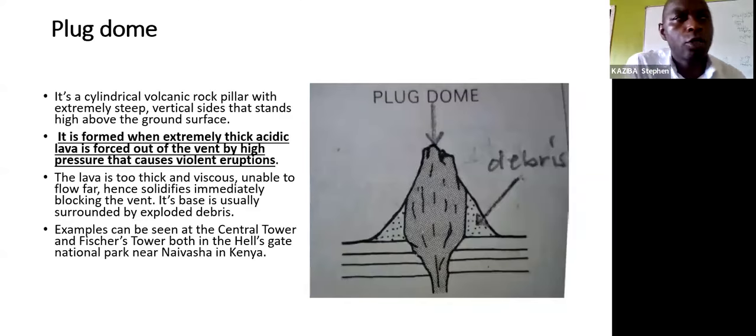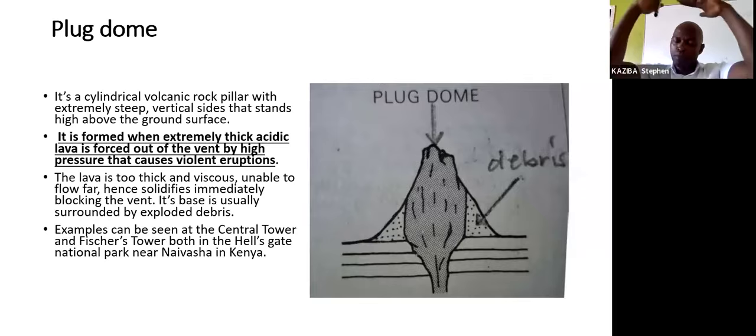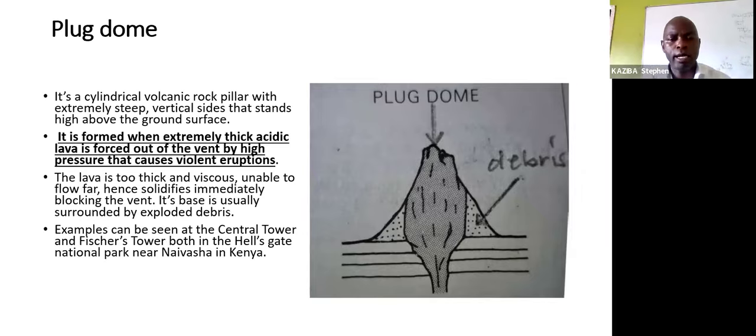Then you go to a plug dome. So a plug dome, unlike a volcanic neck where the material solidifies within the vent, in this one the material is extruded out violently as a rigid cylindrical mass. Like if you look at the shape of an eggplant, the blue eggplant, the way it looks. So the material comes out in that shape amidst hot air and gases.